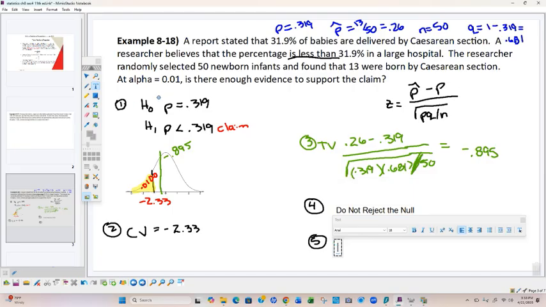Step 5 is about the claim. Go back up here. Did they claim the white, the null, or did they claim the alternative, the shaded? They claim the shaded. Go to the shade. Is your evidence there? No. The green line is your evidence, and that green line is not there. So there is not enough evidence to support the claim. There's not enough evidence at alpha of 0.01 to support that it is actually less than. And that would finish this problem.